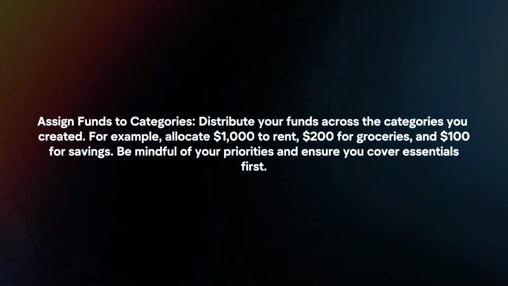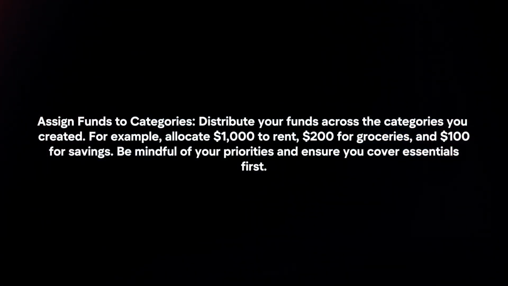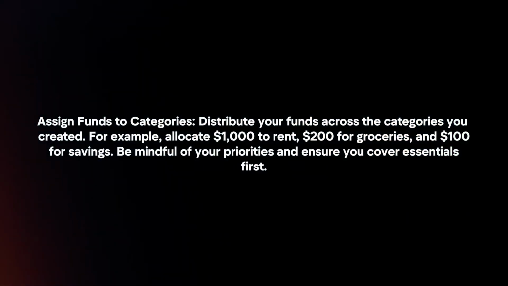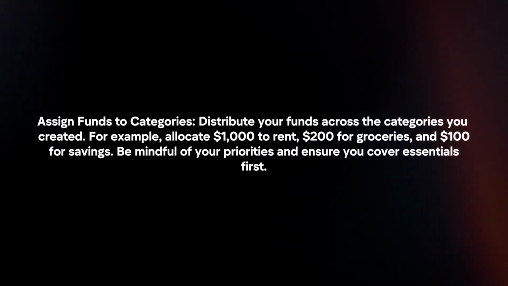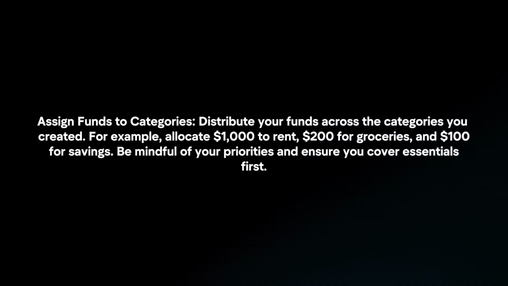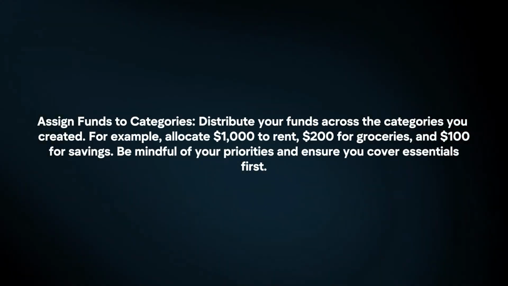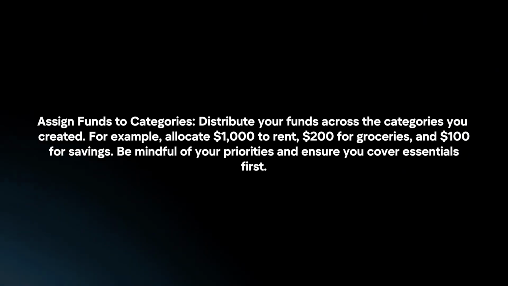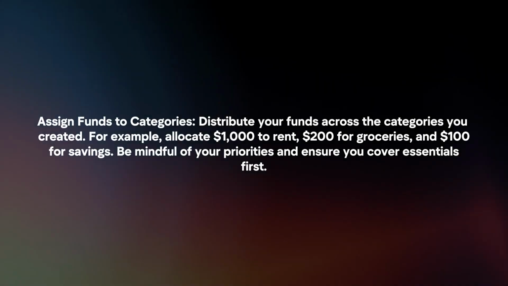Assign funds to categories. Distribute your funds across the categories you created. For example, allocate $1,000 to rent, $200 for groceries, and $100 for savings. Be mindful of your priorities and ensure you cover essentials first.